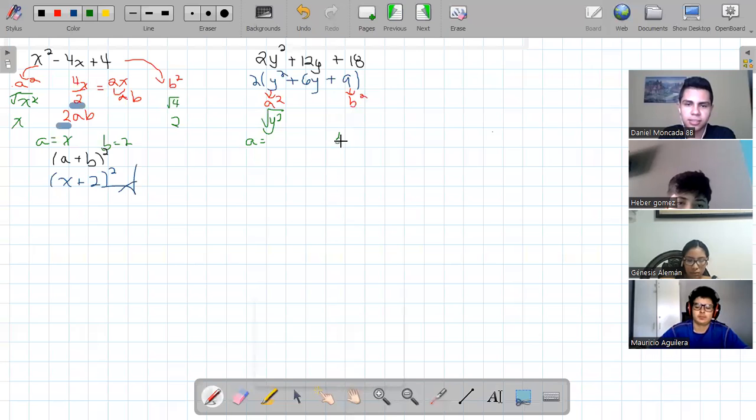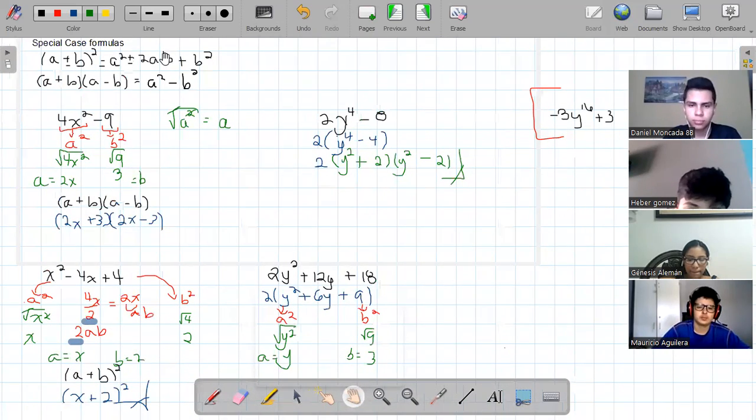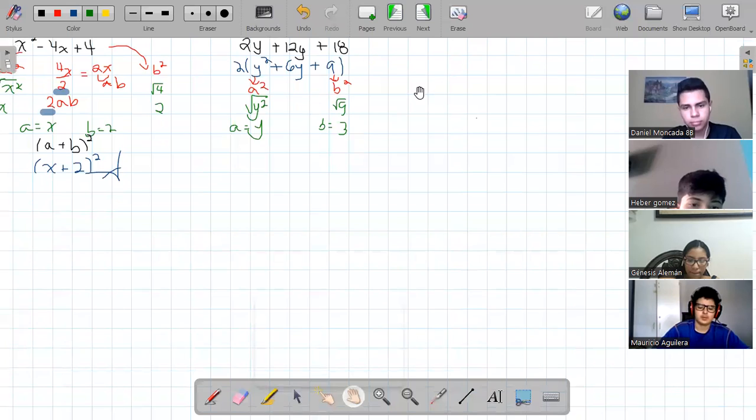What is the square root of y squared? Y. Positive y, or only y? What is the square root of 9? 3. Now remember, the middle term is 2ab.